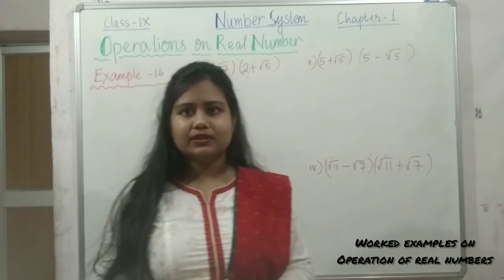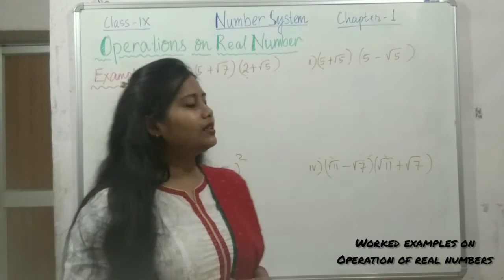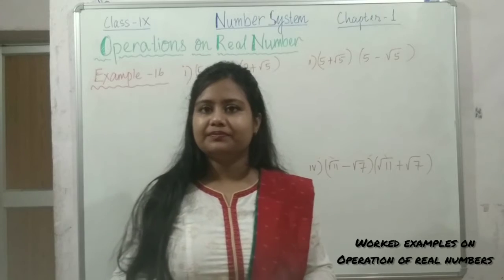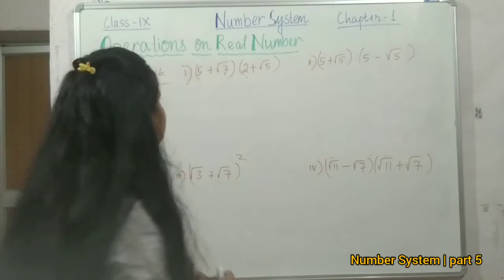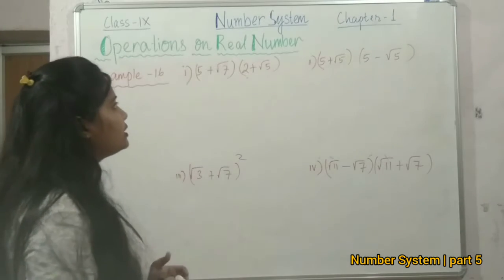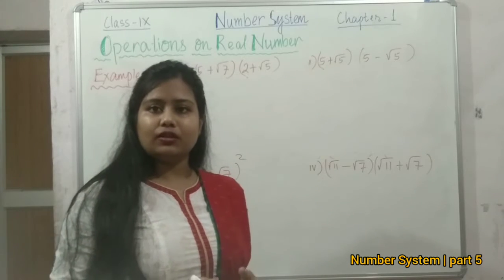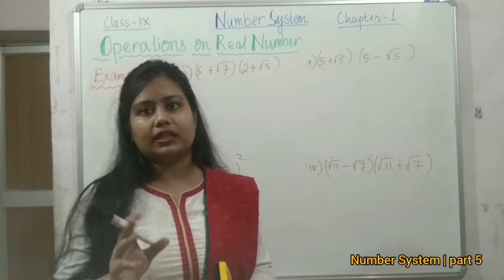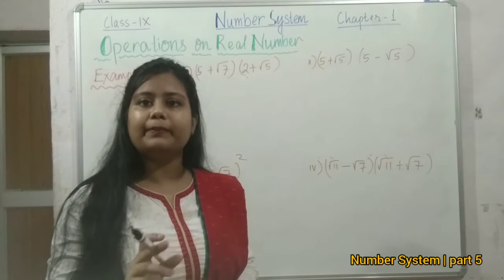Now let us solve some of the examples of real numbers based on identities. The first question is (5 plus root 7) whole into (2 plus root 5). All the four terms are different. This is of the form (a+b)(c+d).